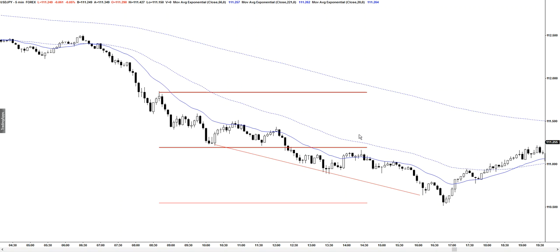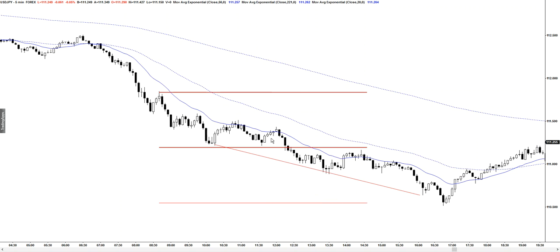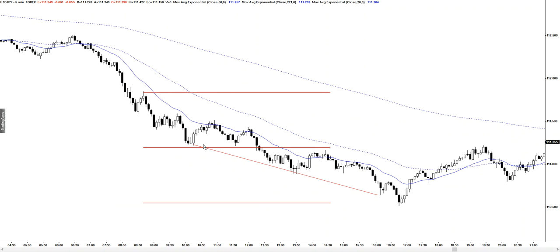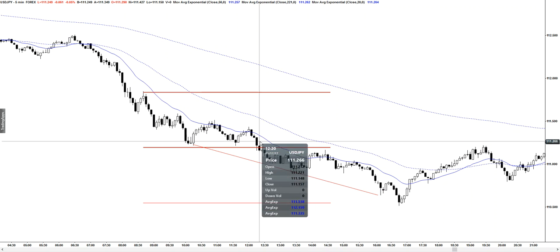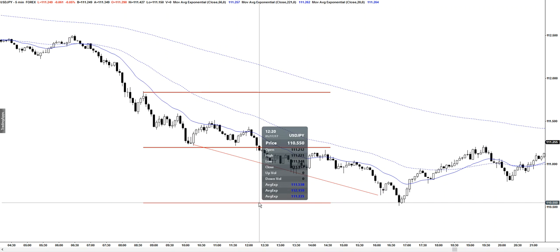Another little tidbit, you know, again, I was saying that I think we would come back into this range, and I think that we would test back into here, which I still think we will. And we ultimately did, but as you can see, I said that we would come back into this area, somewhere in between here, and we went from 111.17 and we sold off almost 60, 70 pips more.